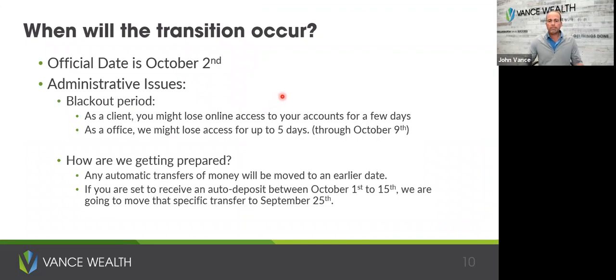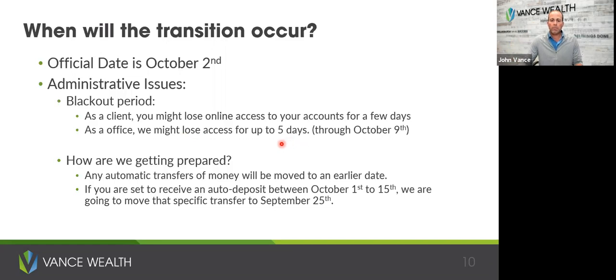The only, I guess we could call it a hiccup in any of this, is there's going to be a blackout period. Because we're moving internally at Raymond James, as a client, you might lose online access to your accounts for a few days. Maybe a day, maybe 2 days. So just be warned, that'll be right around October 2nd in that time frame. As an office, we might lose access for up to 5 days, so we can always call in if we have anything that's an urgent item.